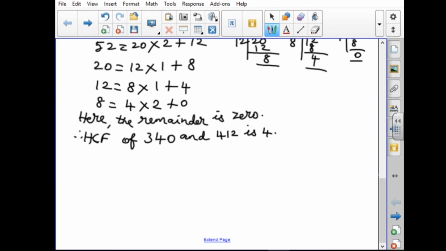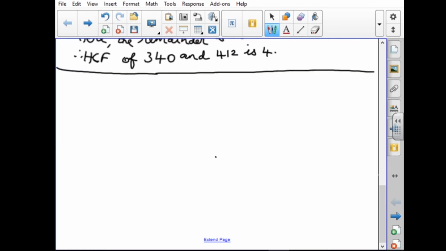You have to write it carefully. That's all, the first sum. The same method you have to follow and do for the second sum, third sum, like that.